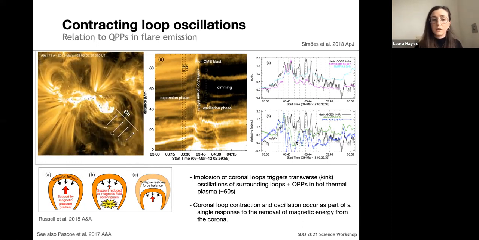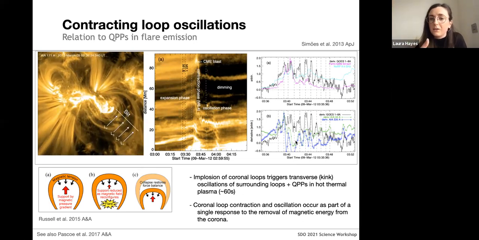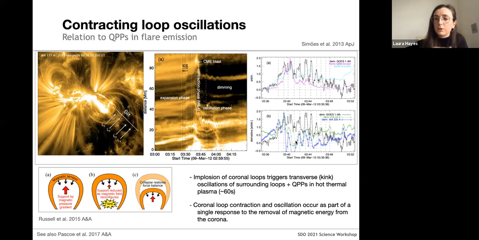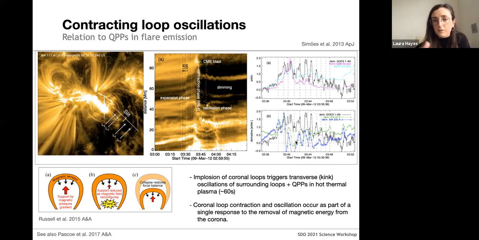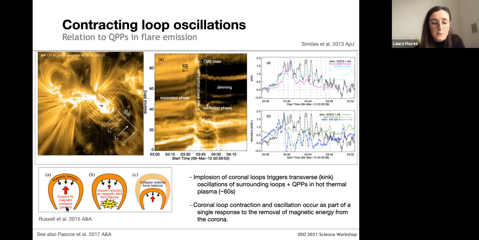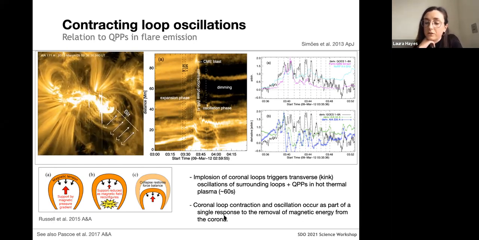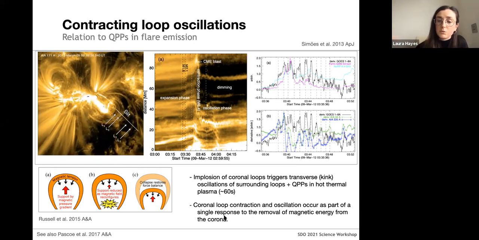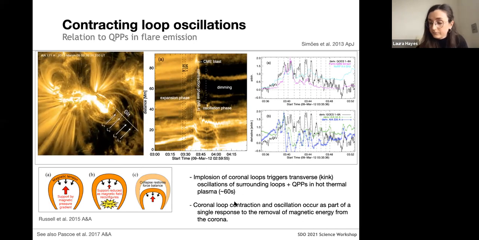You have this implosion essentially where you have contraction of loops, then because they have inertia, they're not going to go back to equilibrium, they're going to oscillate. And perhaps that is what we're seeing, that these quasi-periodic pulsations are essentially driven by these triggering pulsations or oscillations we see within the flaring loops. This was a model then developed further by Russell, which is looking at these coronal loop contraction oscillations, essentially just the response to the removal of magnetic energy from the corona caused by the solar flare, which is really nice.